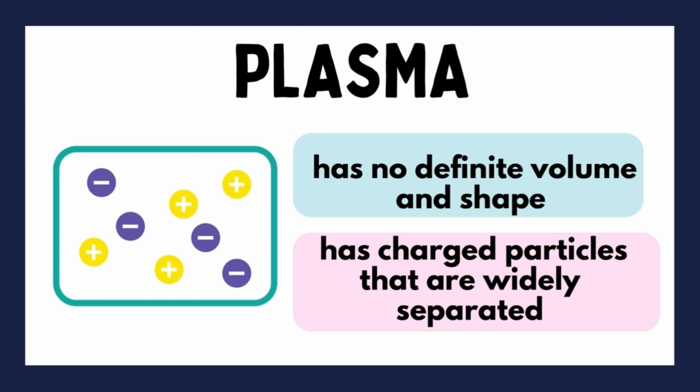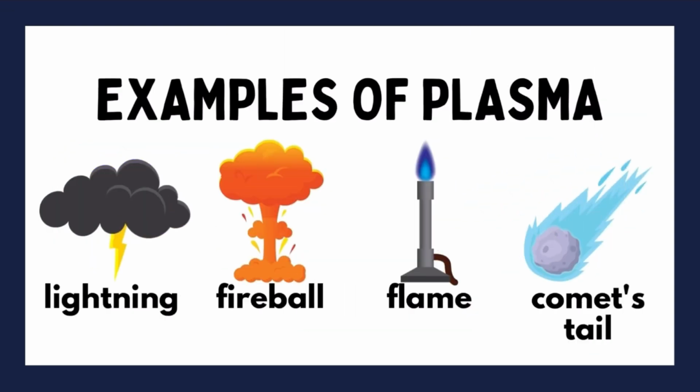Plasma has no definite volume and shape, has charged particles that are widely separated. Examples of plasma: lightning, fireball, flame, comet's tail.